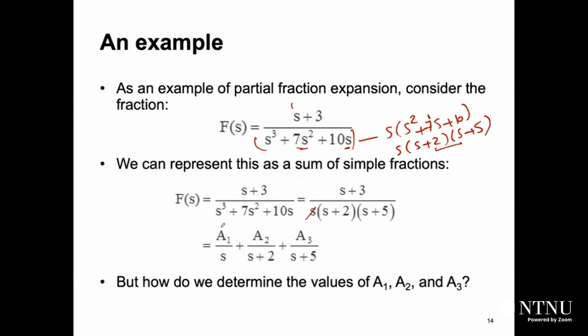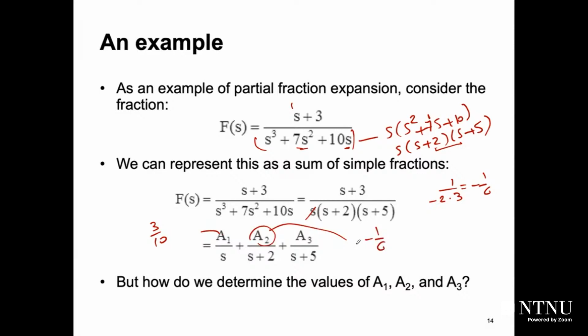So a1 will be 3 divided by 10. If you want to get a2, multiply by s plus 2, and set s equal to minus 2. So it will be minus 2 plus 3, which is 1, divided by minus 2, multiplied by minus 2 plus 5, which is 3. So it will be minus 1 divided by 6. So in fact, a2 will be minus 1 divided by 6.